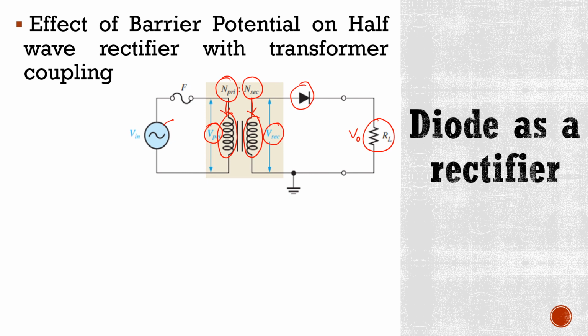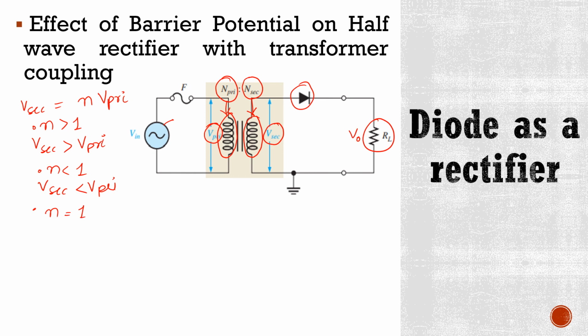Now we know that the secondary voltage, that is V sec of a transformer, equals the turns ratio, that is N, times the primary voltage. As I have mentioned in my previous lectures, if this N is greater than 1, then Vsec is greater than V prime. If this N is less than 1, then the secondary voltage is less than the primary voltage. And if this N is equal to 1, then the secondary voltage is equal to the primary voltage.